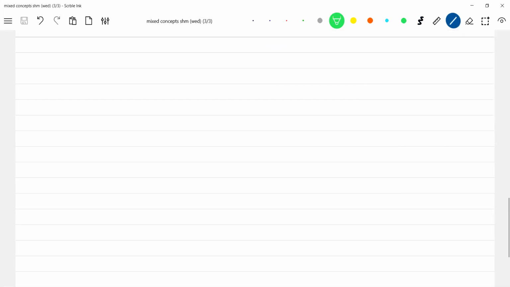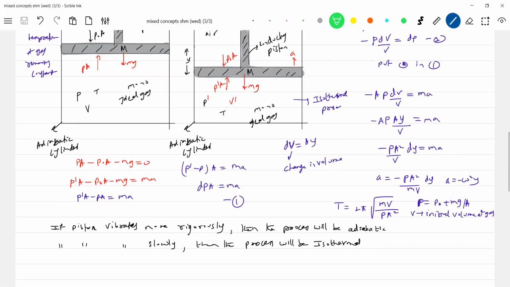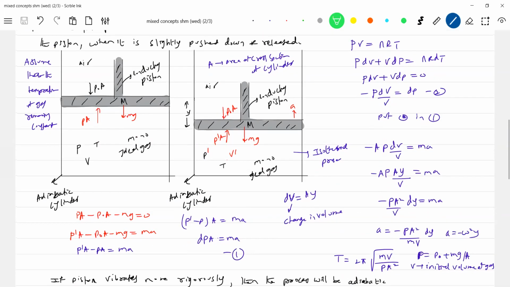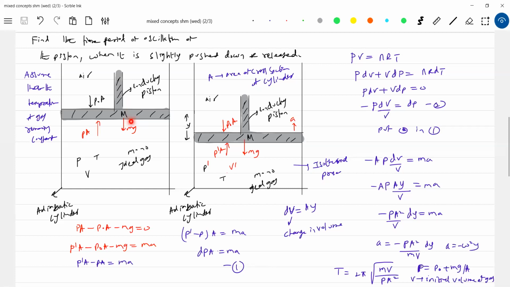Sir, in the last question, you told that the piston is only slightly displaced. Slightly in the sense, see, you should be very good in your language. What do you mean by slightly? I'll just press it and release. No, if it vibrates very fast, how you displace it will not determine that. You just press it, because the time period is independent of the amplitude of oscillation. Am I right? Well, the time period depends upon y. No, not there.